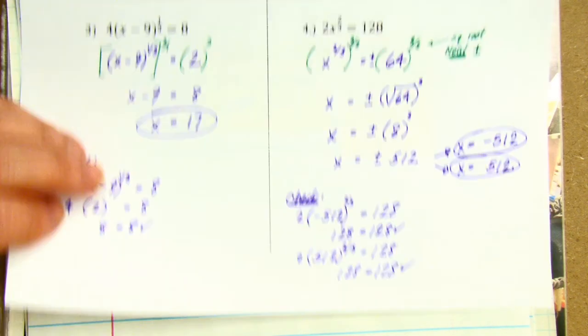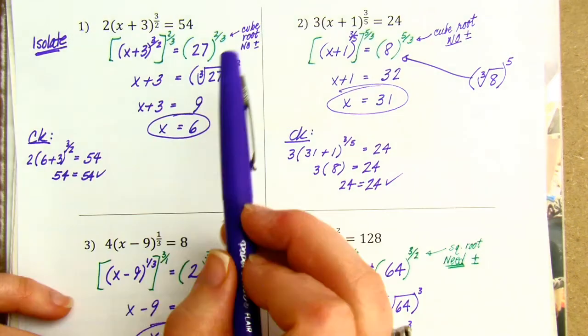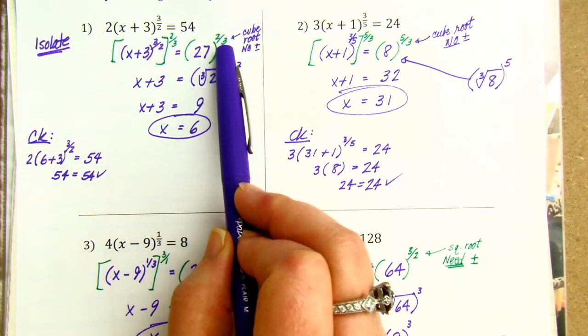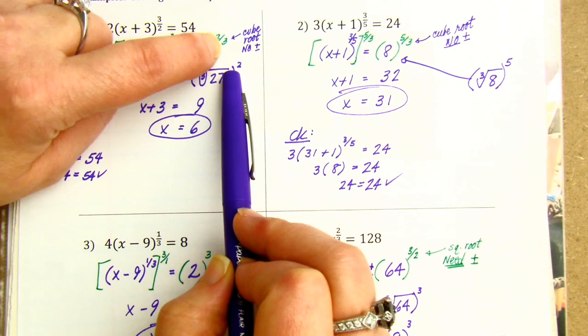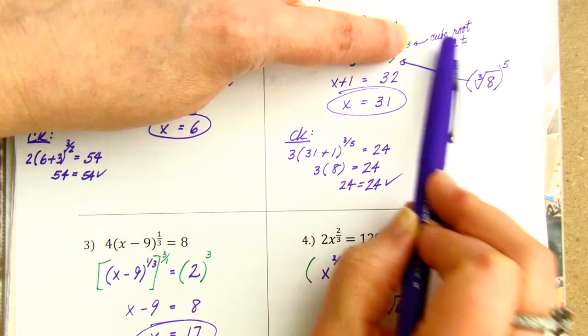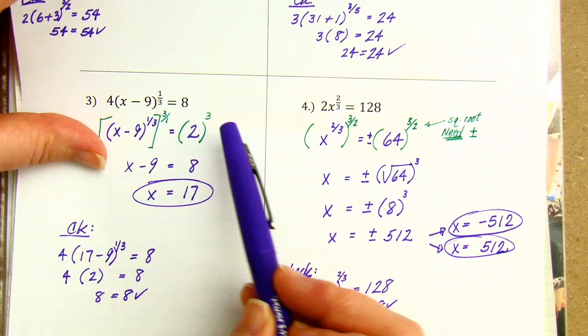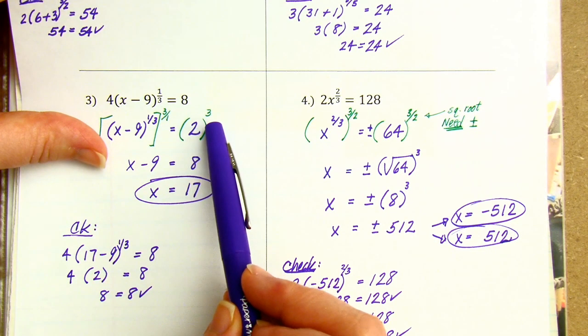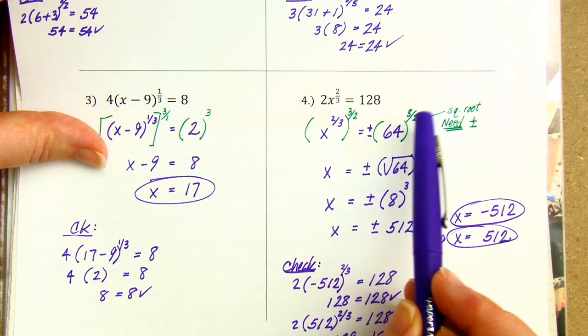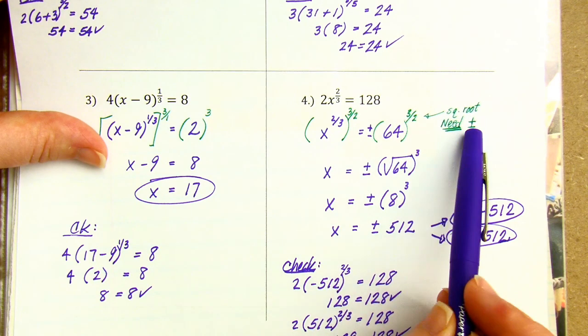So you always look at the denominator of what you're raising the reciprocal to. The denominator here was 3, that's cube root, no plus or minus. 3, cube root, no plus or minus. This one, the denominator was 1. It wasn't even. We weren't taking any root, so no plus or minus. This was a 2, so any even, you need the plus or minus.